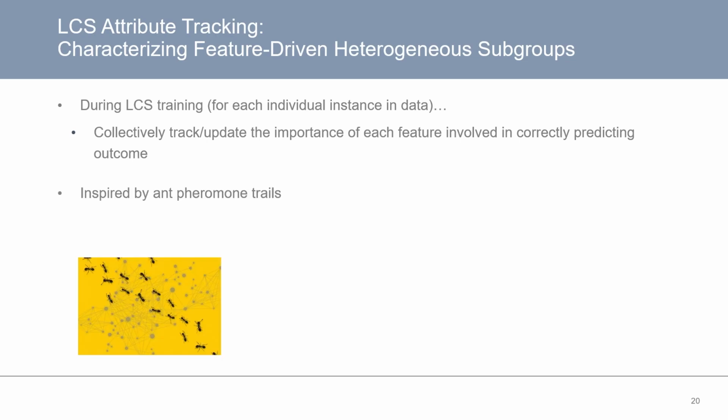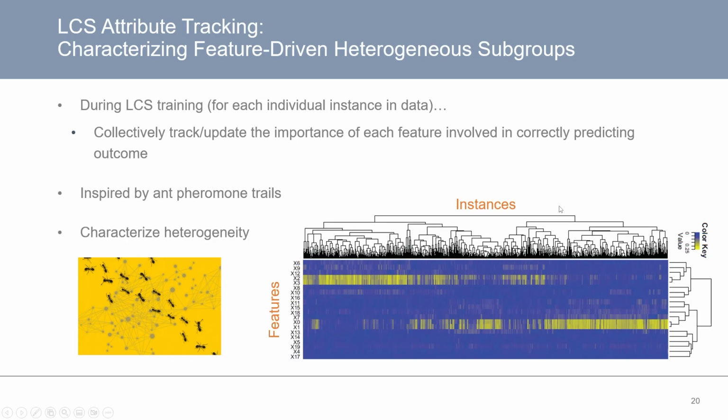This concept is inspired by the pheromone trails left by ants in search of food. Here we can see a heat map visualizing these attribute tracking scores following training of the learning classifier system. Cells in yellow identify features that are more important for predicting the outcome of a given instance. And in this current simulated data scenario, we can see that the attribute tracking scores identified two major subgroups, each characterized by a unique epistatic interaction between two features.